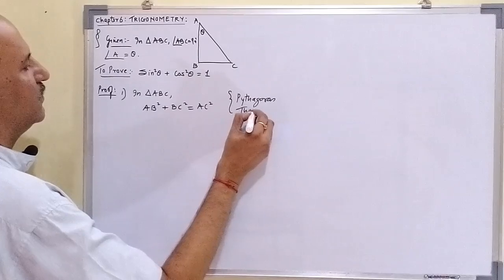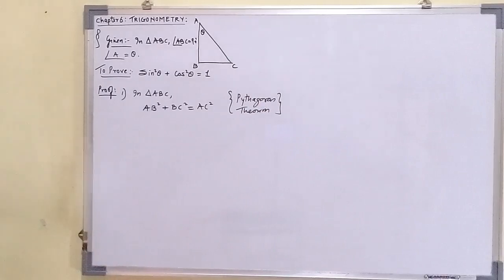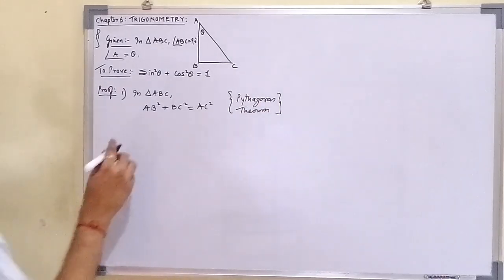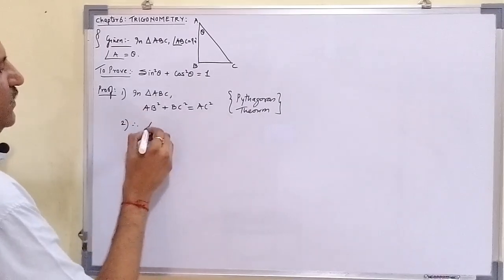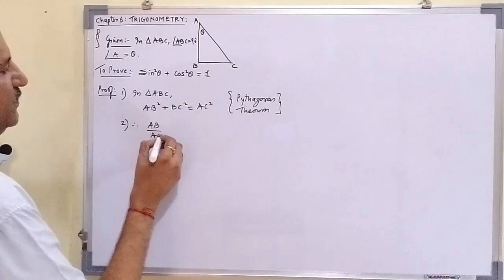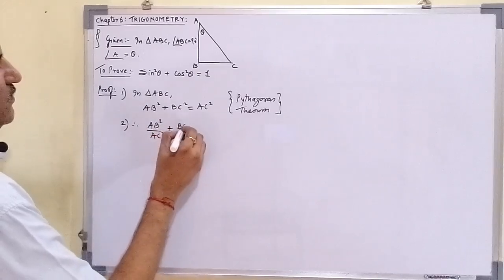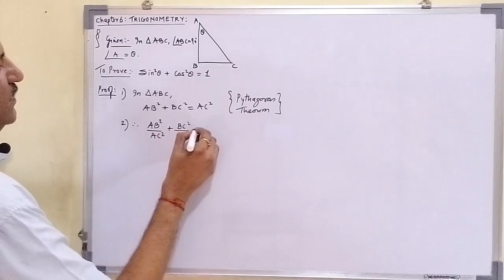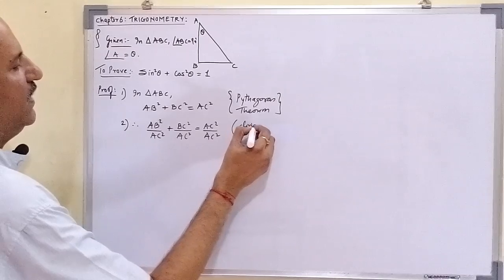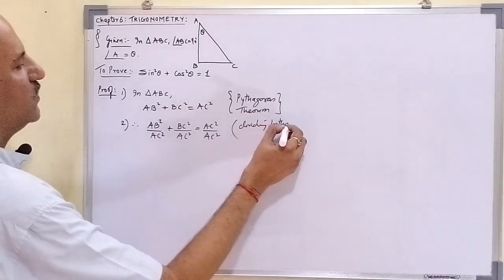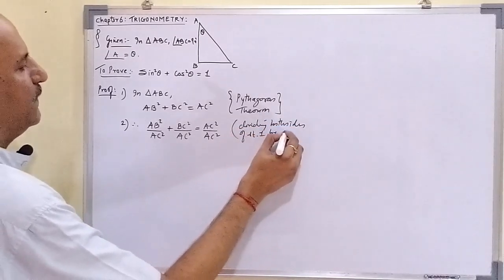Pythagoras theorem. Okay, Pythagoras theorem. Question number 2. Dividing throughout by AC square. So we get AB upon AC square plus BC square upon AC square equal to AC square upon AC square. क्या होगा ये? Dividing both sides of statement 1 by AC square.